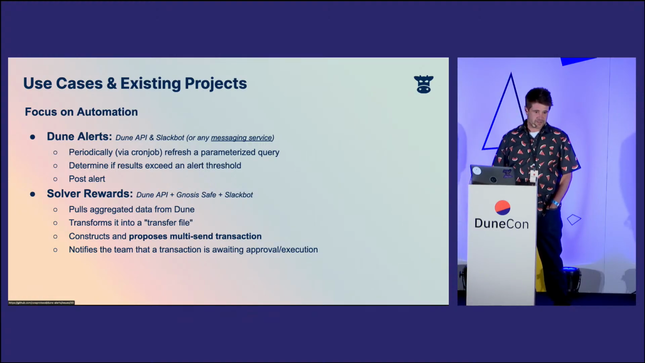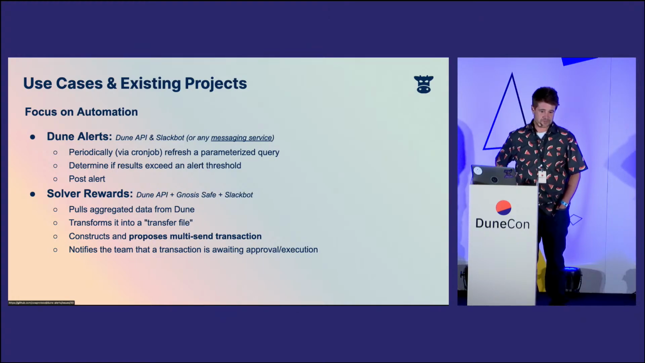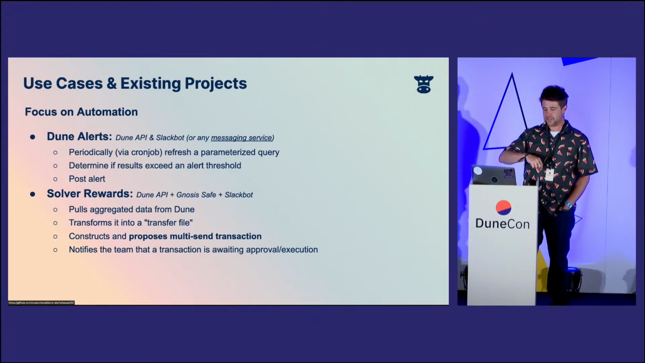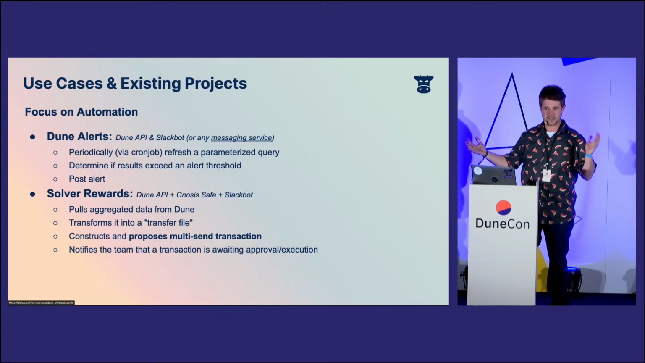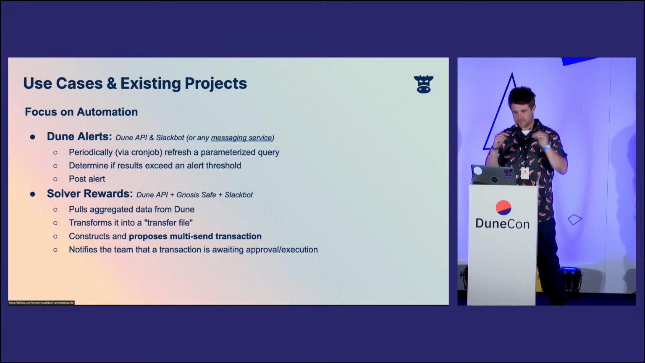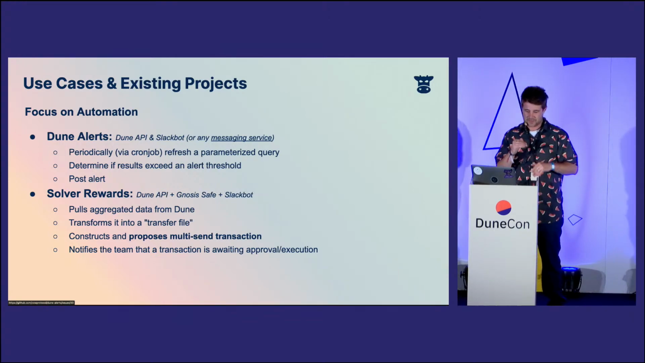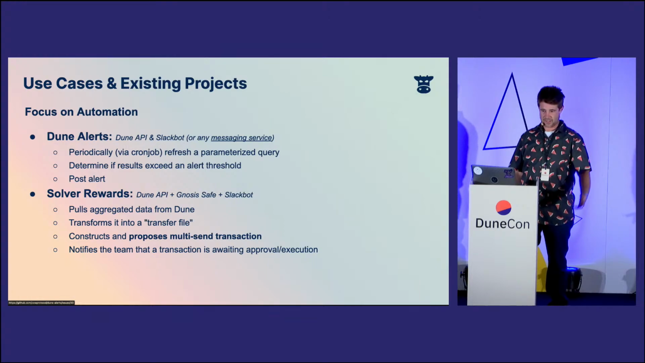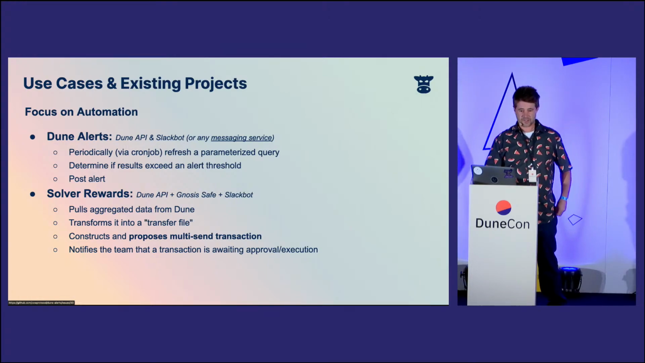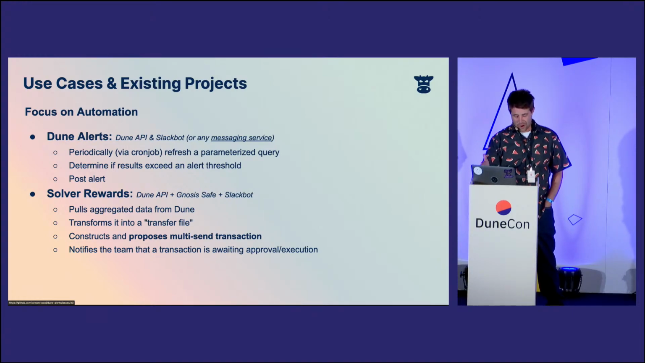This transfer file is proposed as a transaction to the team Safe account, and then it sends a message saying there is a transaction requiring the team's approval. The team follows a link, checks the results, and signs this transaction and executes it. So this is more or less a fully automated process at this point, and all with the power of Dune API.